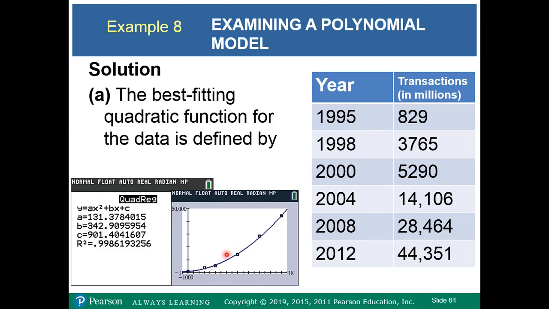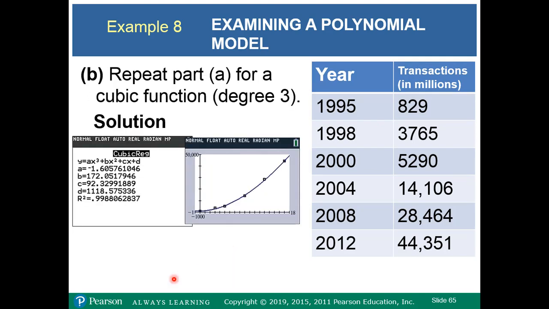Then once we have the line, we can predict things. We can say, okay, what would be the number of transactions in this year or this year? And so we can use the model to tell us. Okay, so there's the model. And then we could repeat the process for a cubic function.